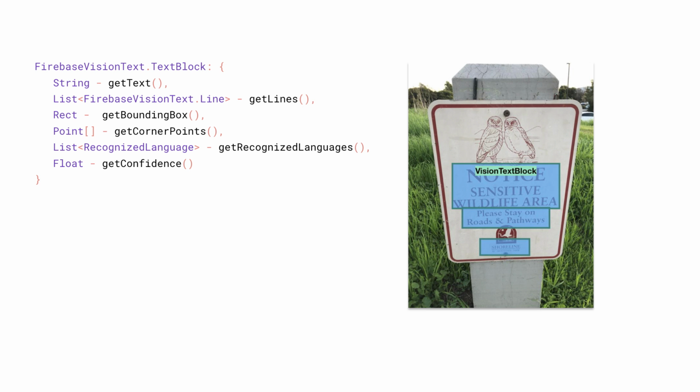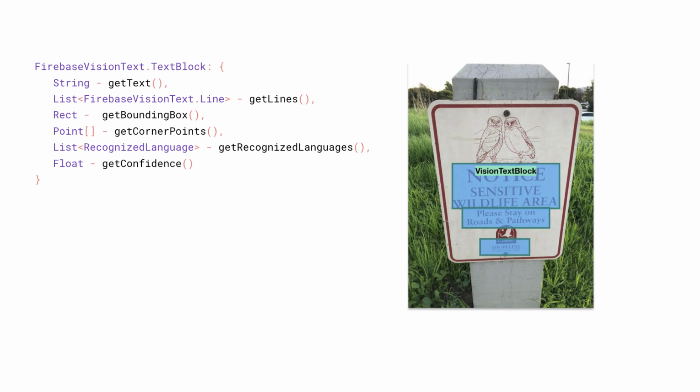A Firebase Vision Text.textBlock is a text block recognized in an image. Think of blocks as paragraphs or groups of text that are similar. Text blocks have several functions for reading properties. Like Firebase Vision Text, they have a getText function for getting the recognized text of the block. They also have functions like getBoundingBox and getCornerPoints to indicate where the block of text is located in the image. There's also a list of languages recognized in the image and a float indicating the model's confidence level in the text. Also, we have a function called getLines, which returns a list of Firebase Vision Text.line objects.